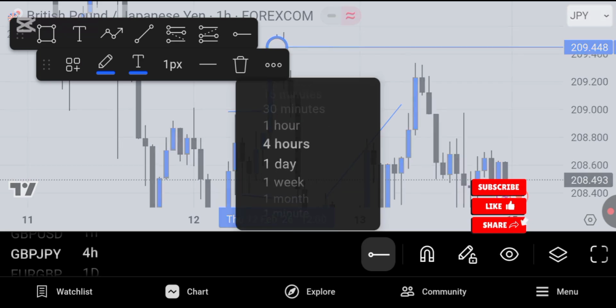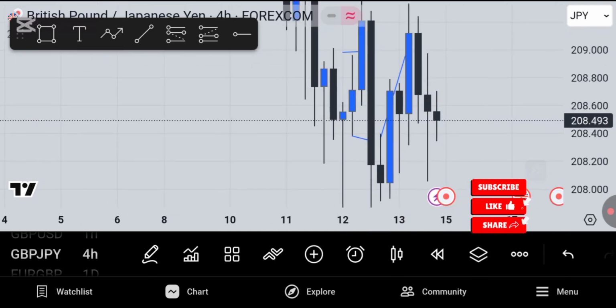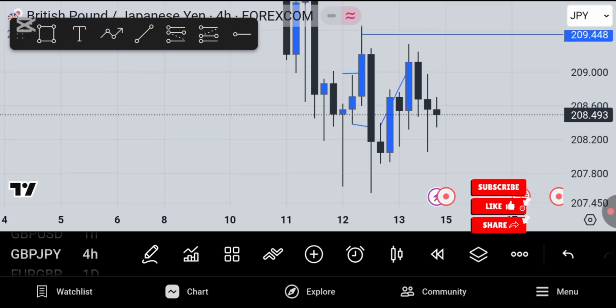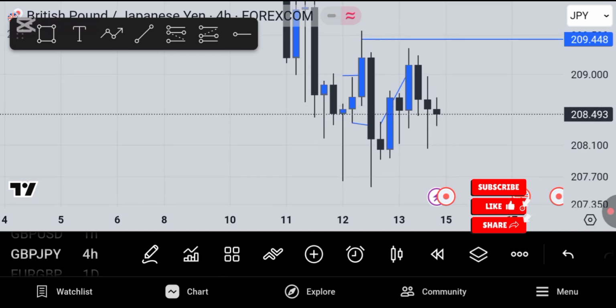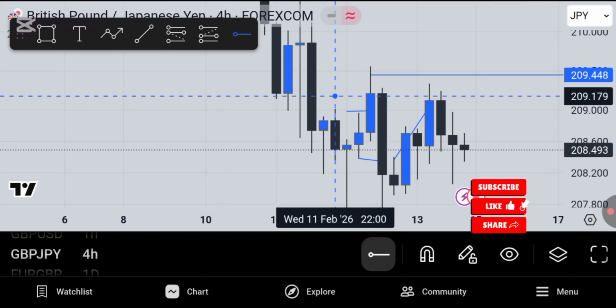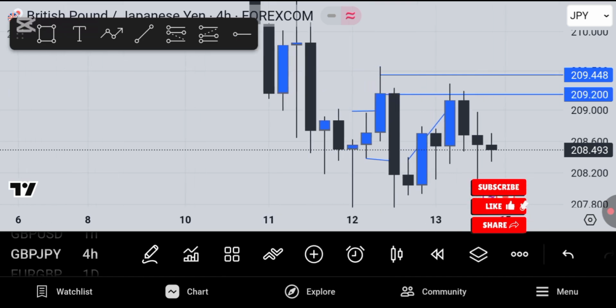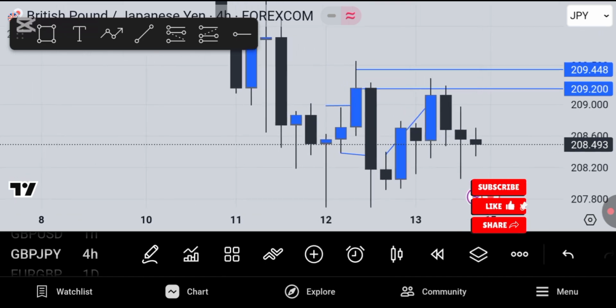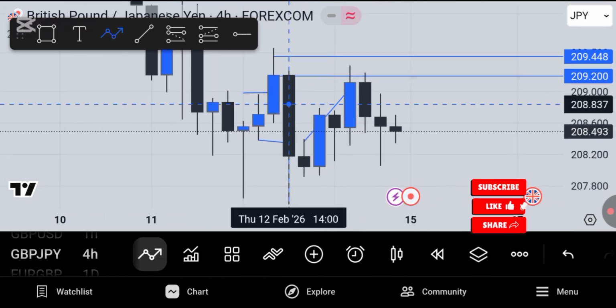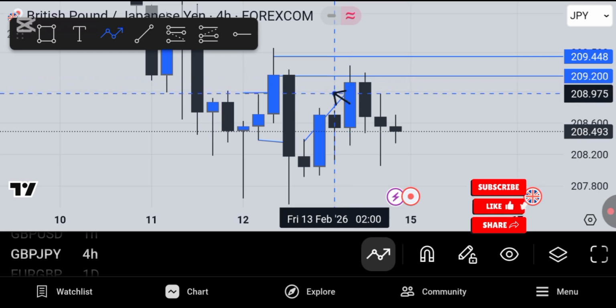So let me show you what is happening on the 4 hour time frame. You can also see that on the 4 hour time frame we also had a sweep of liquidity, a break of structure, and a liquidity. So where is our valid point of interest on the 4 hour time frame? This is it. This is our valid point of interest on the 4 hour time frame. What can we see? We can see a rejection. This was the first rejection.